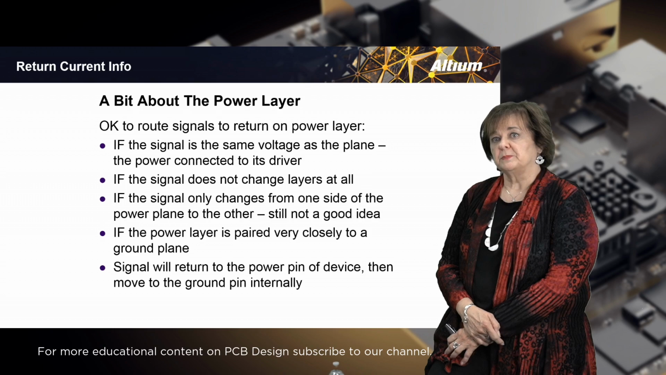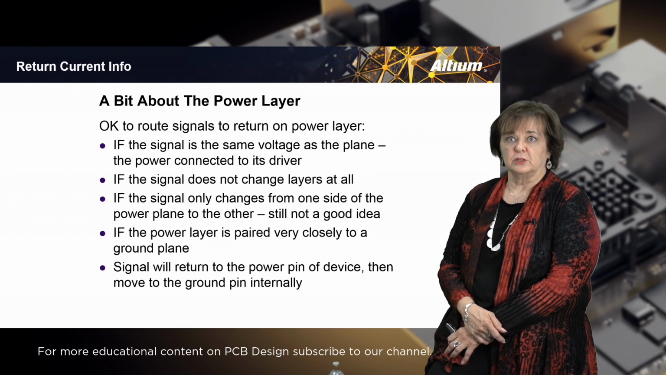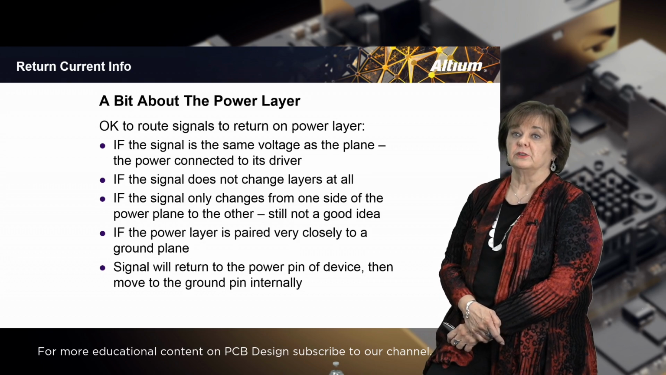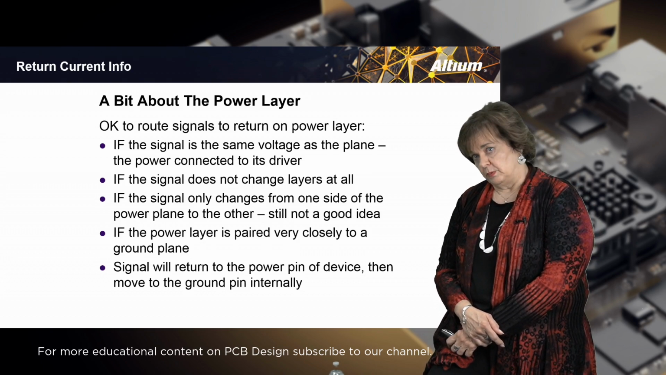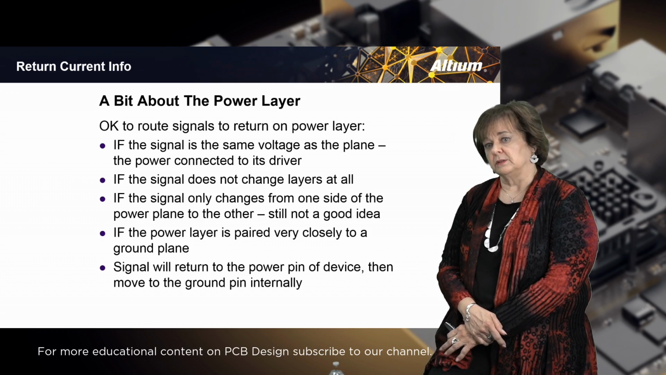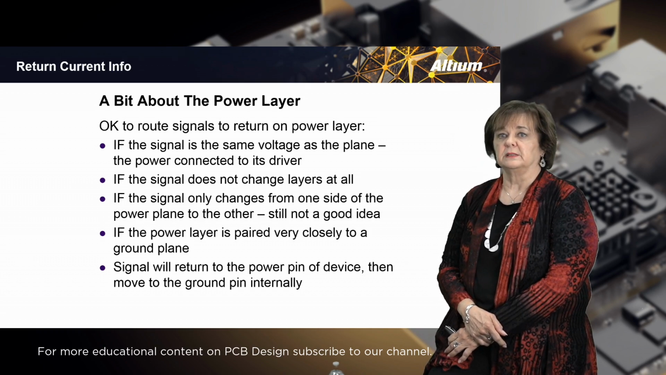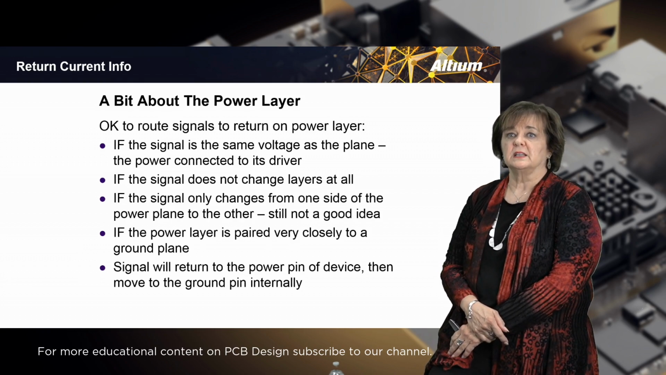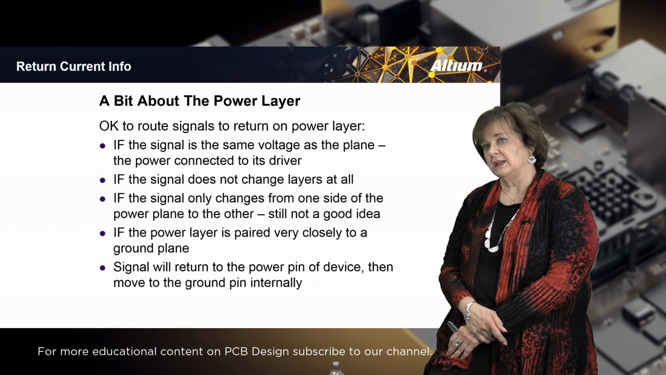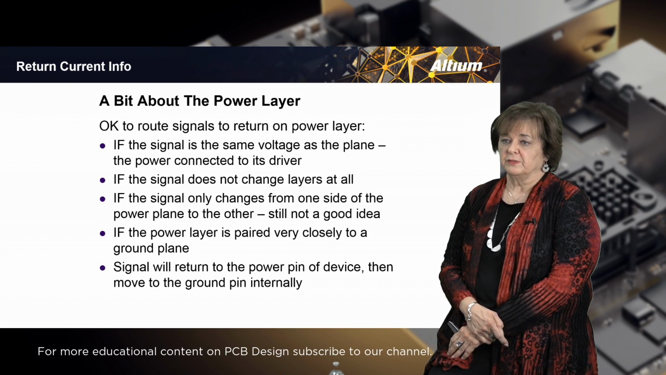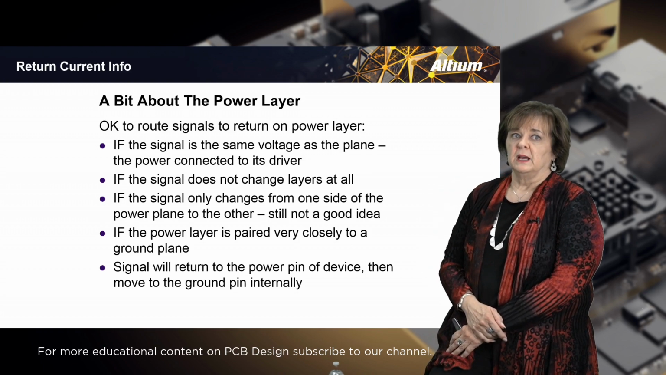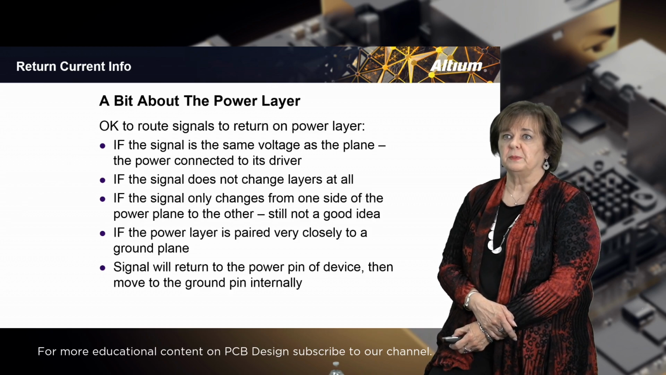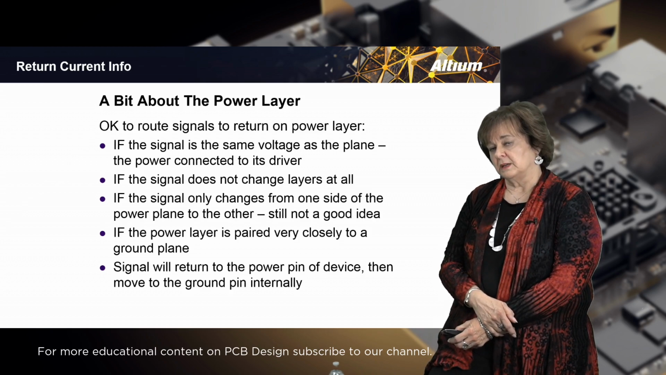And if the power layer is paired very closely with a ground plane, that's a good way for the signal to return. We'll go into all of this with pictures later that will help you see how this is a good thing to do when designing the signals. The signals will return to the power pin of the device and then move to the ground pin internally in the device. It's a very short, very quick path, capacitively coupled across, and there are no problems with that. So it is okay to use the power layer if these qualifications are met.